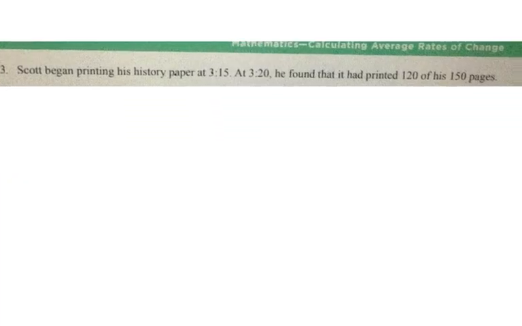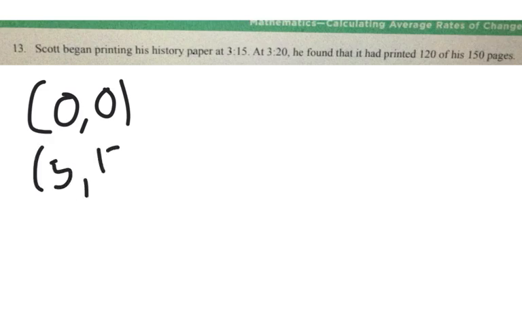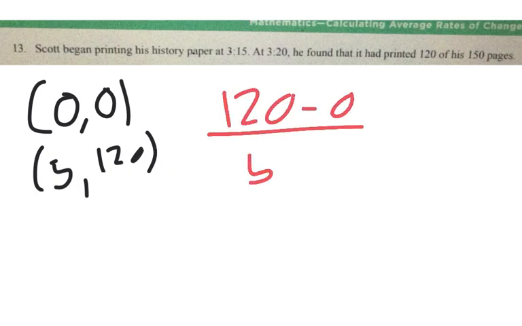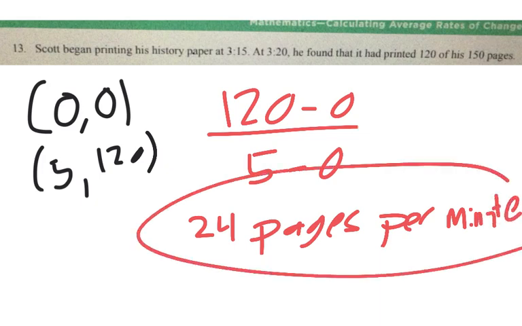So 13 again is very similar. The way I would think about it, time needs to be the x. At the beginning, at 3:15, at time 0, there were no pages printed. And then 5 minutes later, there were 120 pages printed. So 120 minus 0 over 5 minus 0. That's really 120 divided by 5, which is 24. That's pages on top and minutes on bottom. So that means the printer is printing 24 pages every minute.